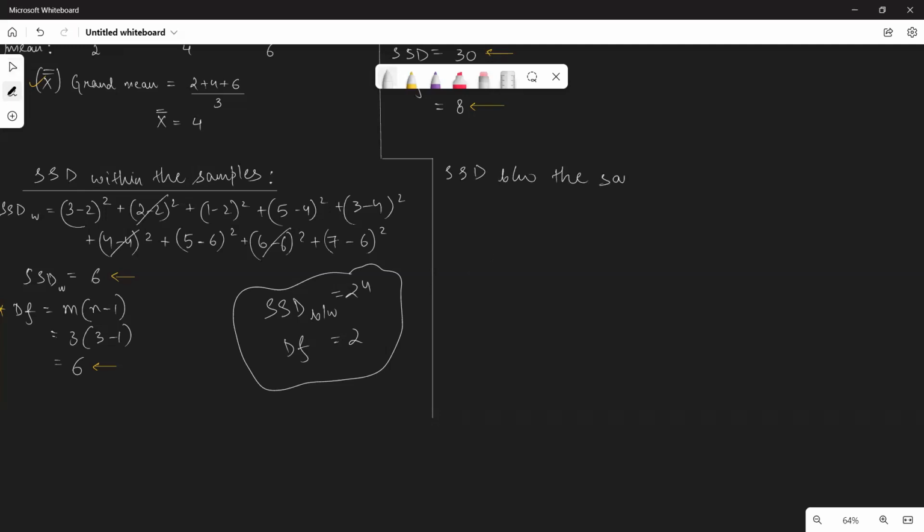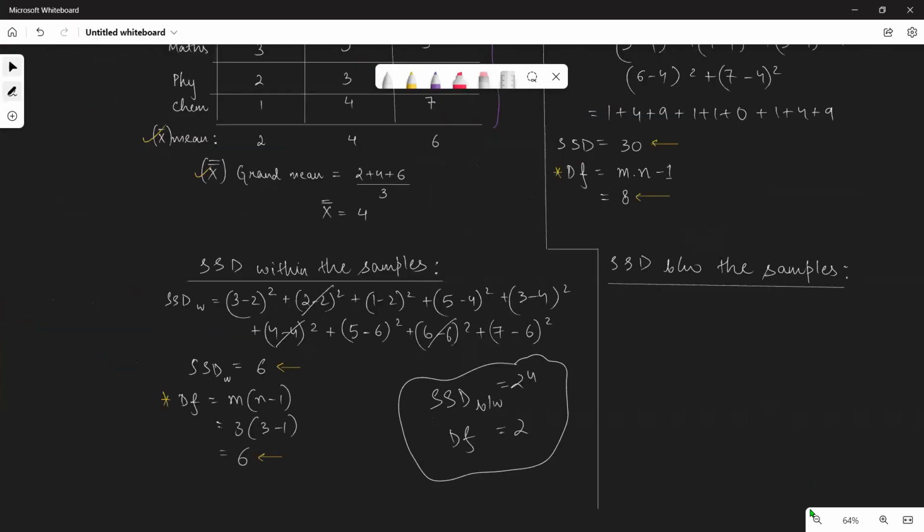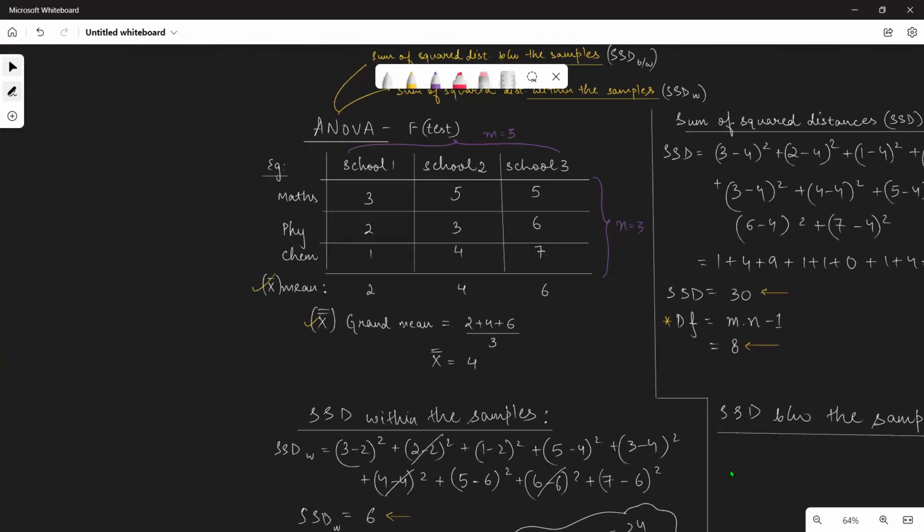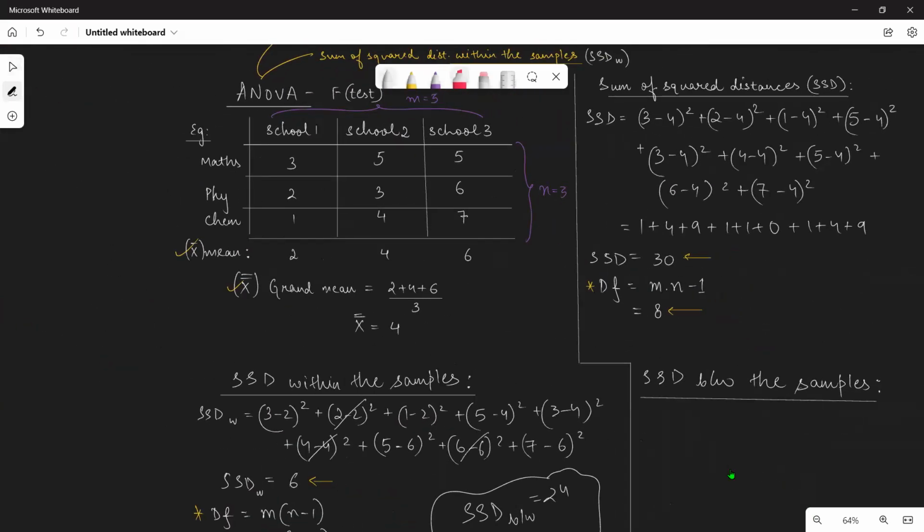the samples. So whatever samples you have, between them, we shall be calculating the SSD values. Now we are talking about SSD between the samples. That means this is one sample, this is another sample, and this is the third sample. So among themselves we are looking at. So, fine.